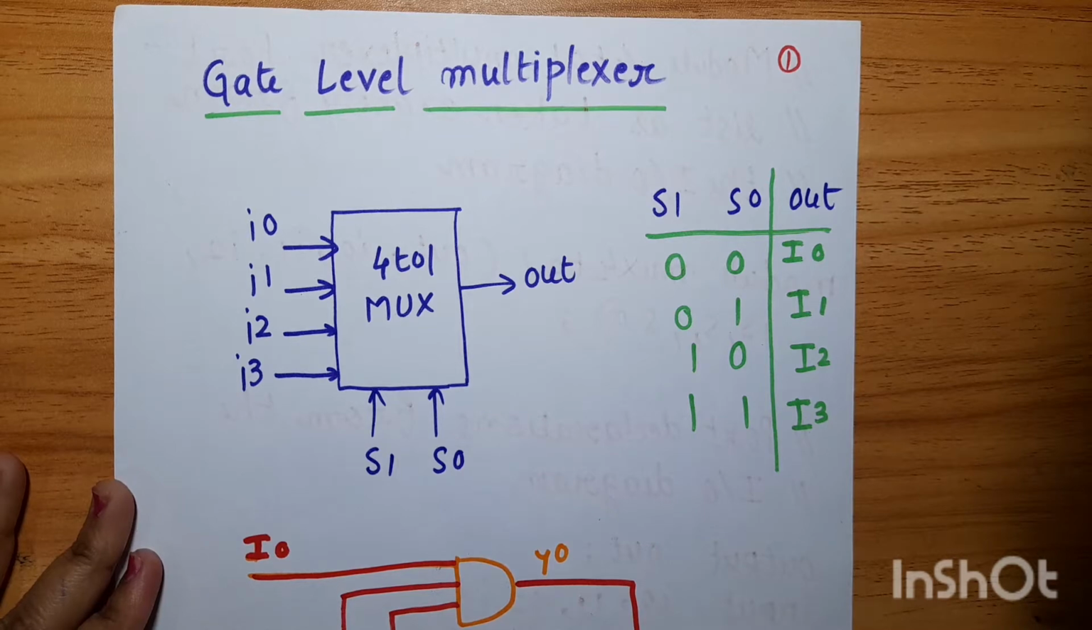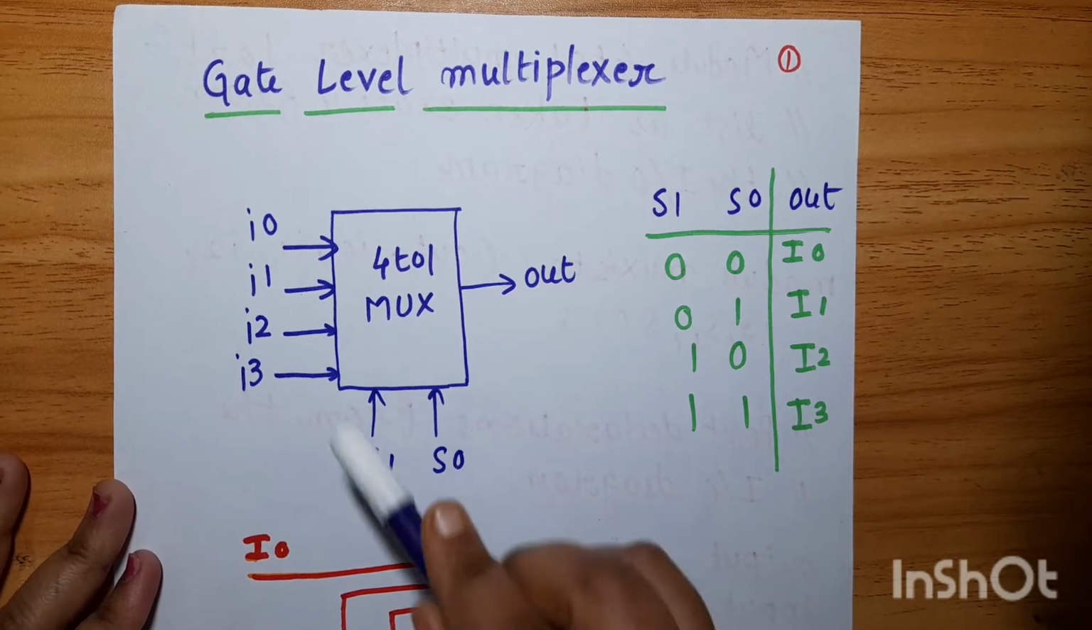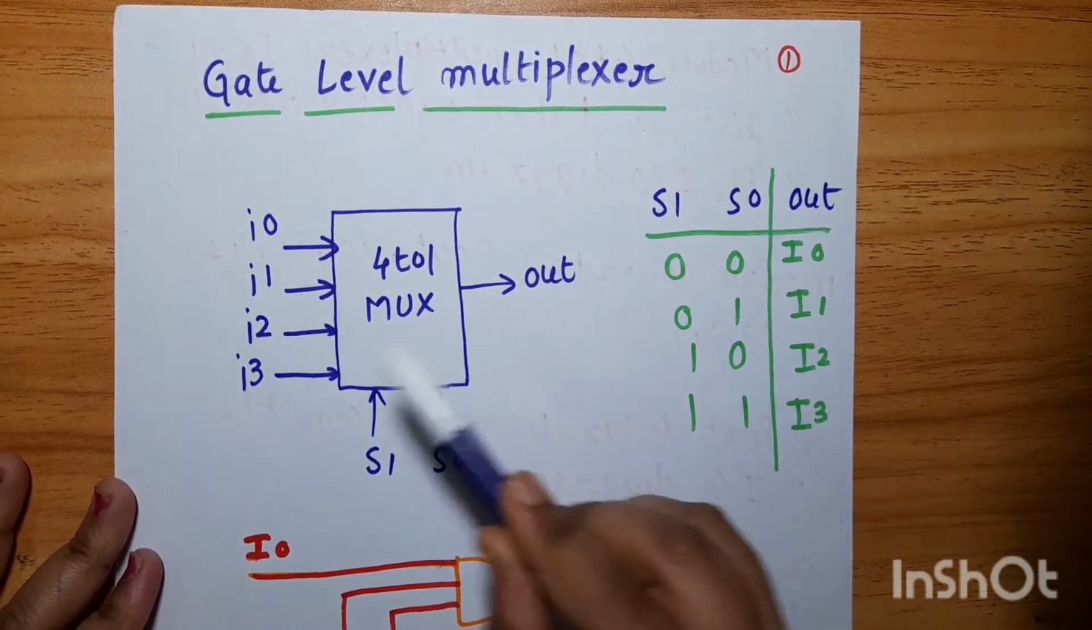In the last video, we spoke about gate level modeling, and here in this video, we will look at the gate level multiplexer, how to write a module for a gate level multiplexer. Here is a 4:1 multiplexer.